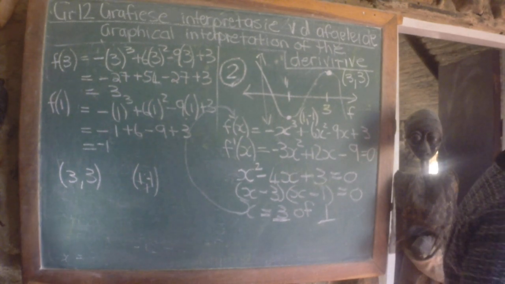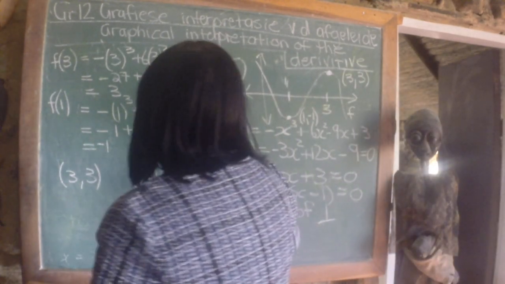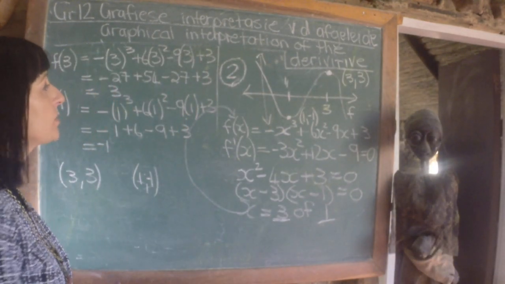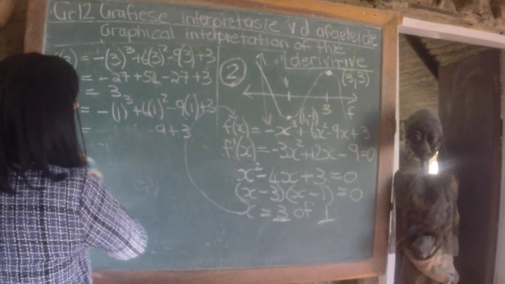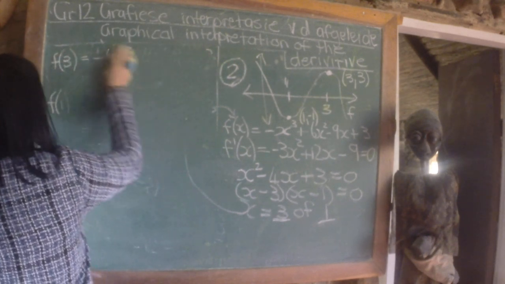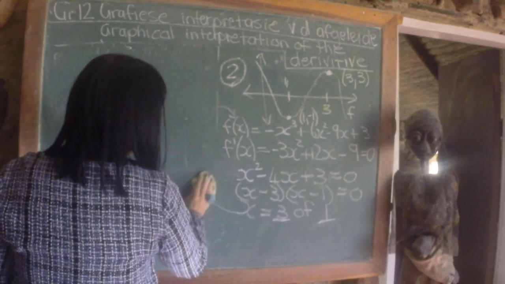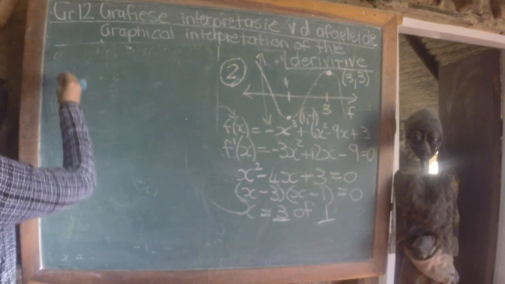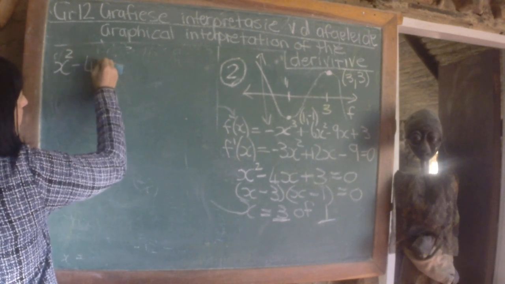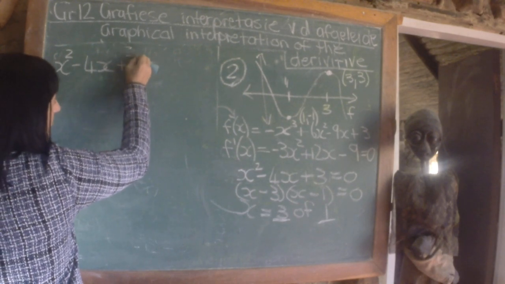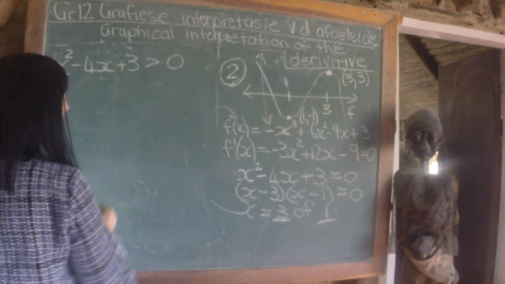Good, next question is, determine the values of x where the original function is ascending and where it's descending. For which values of x does the function increase and for which values of x does the function decrease? Okay, good. Let's use the derivative to see where it ascends. So where it's ascending is where the derivative is greater than 0.